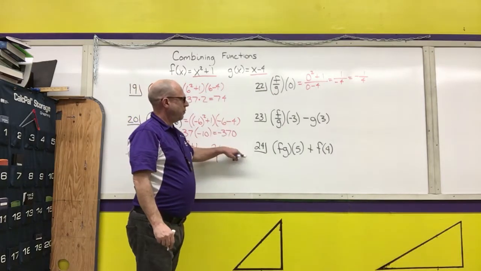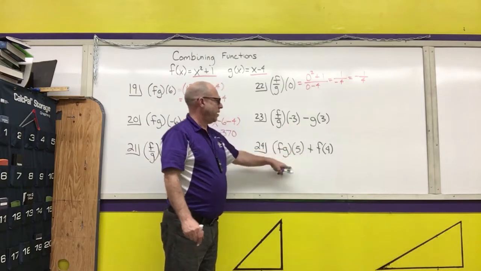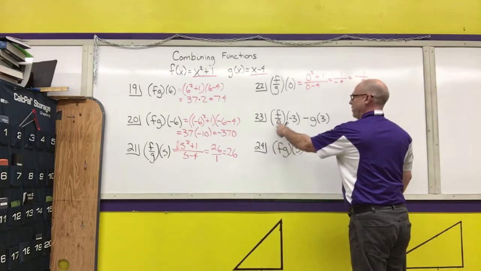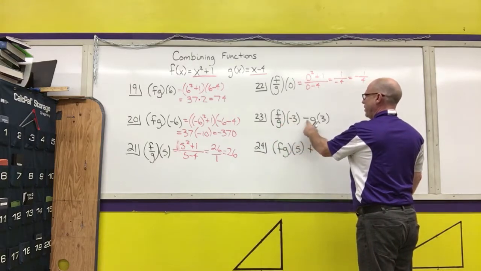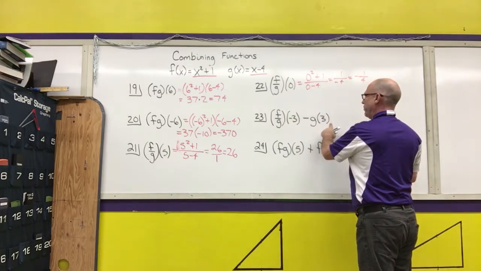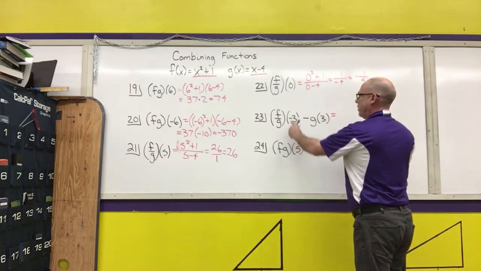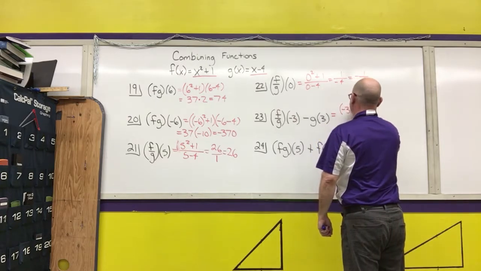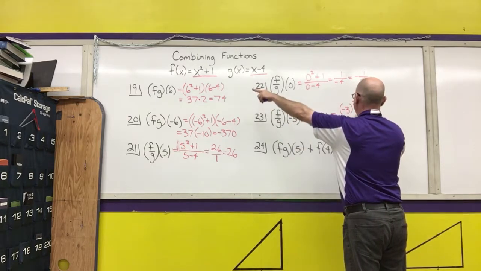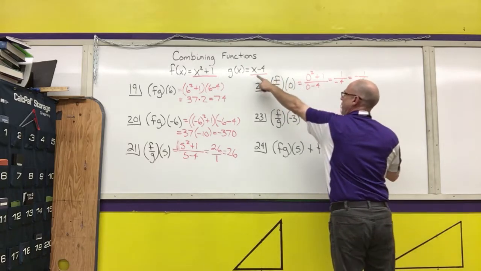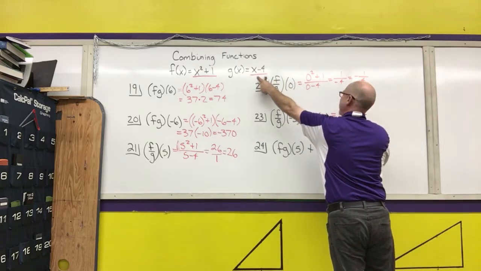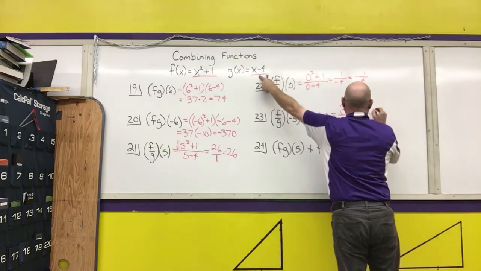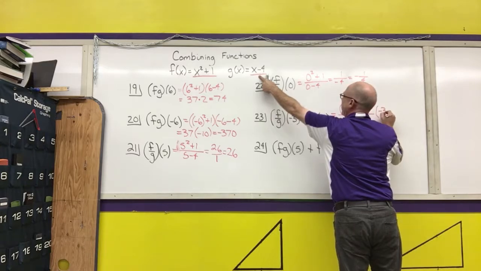The next two problems combine two sets of operations that I want to perform. The first one says find the quotient when evaluated at negative 3, then subtract g evaluated at 3. So again, I'm going to write the quotient where I have x squared evaluated at negative 3 plus 1 over g evaluated at negative 3, which would be negative 3 minus 4, minus g evaluated at negative 3.